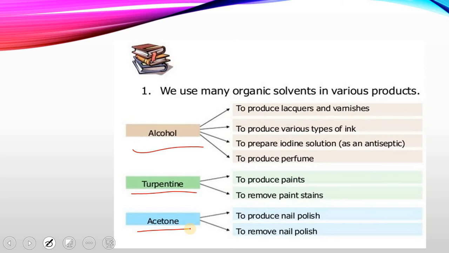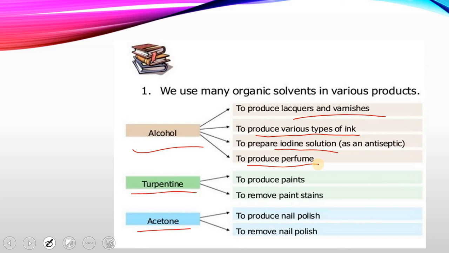The use of alcohol here is to produce varnish. For example, if you want to varnish your wood or anything, and to produce various types of ink, and to prepare iodine solution. There is the kind of alcohol that people drink, but also a type of alcohol that you use as an antiseptic, for example 70% alcohol, rubbing alcohol, if you get a wound. Alcohol is also used in perfume.